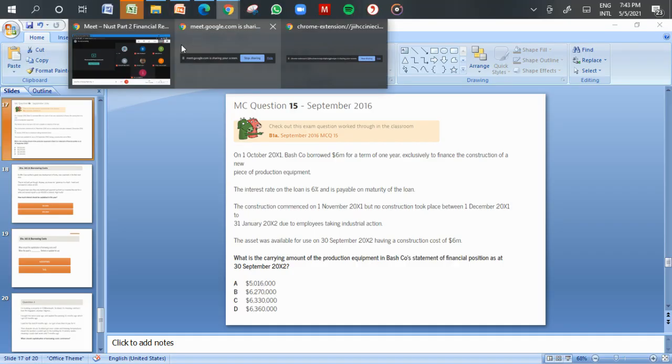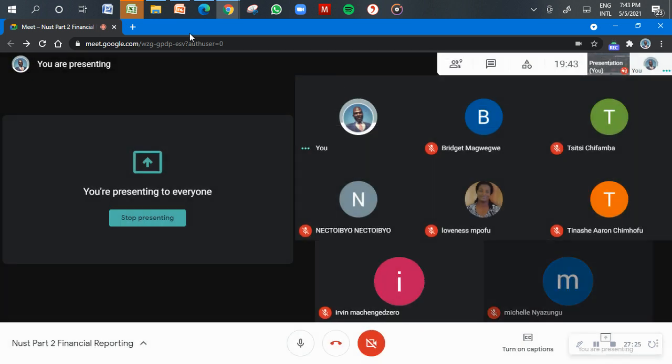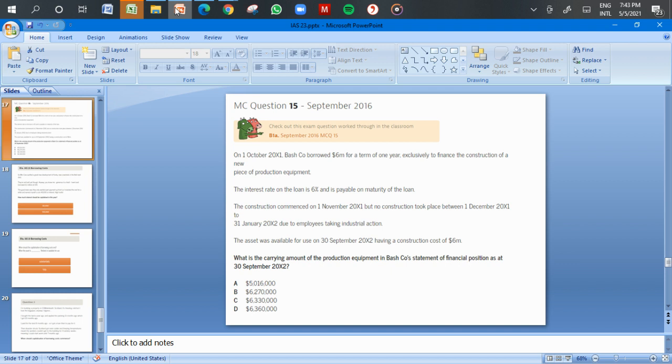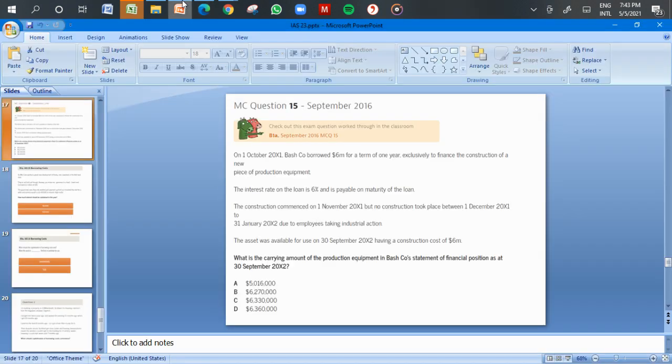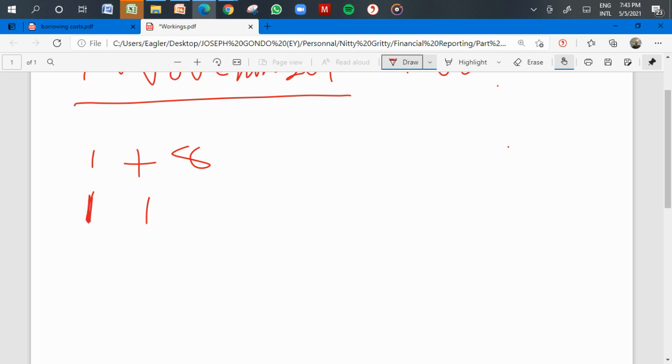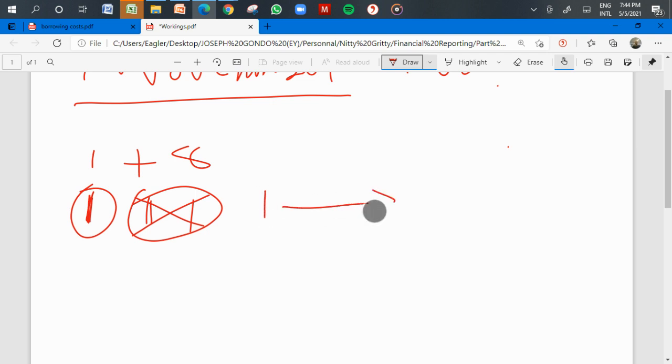Okay, so we are saying from February, we say February, March, April, May, June, July, August, September. That's 8 months, plus the first month, which was November. When did we start? We start on 1 November. We should have December and January, but we said we are not going to capitalize during these two periods. So we capitalize for November, but not for these 2 months. And then we will continue capitalizing in February up to September.